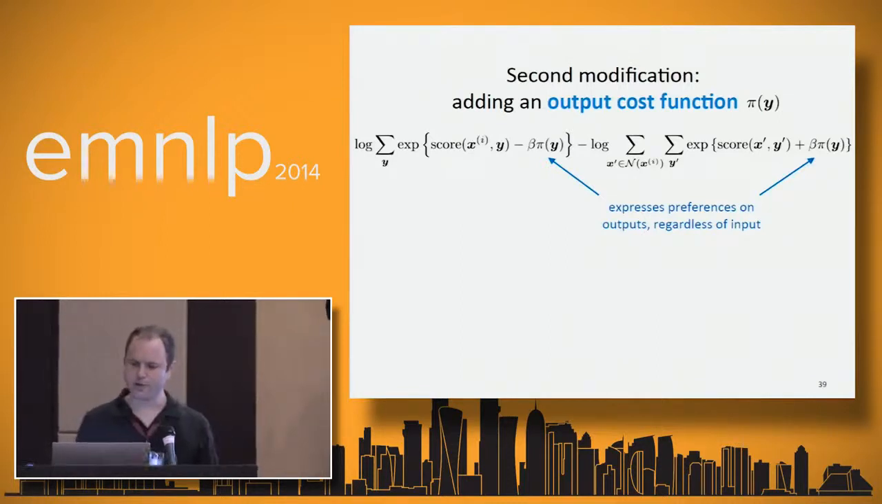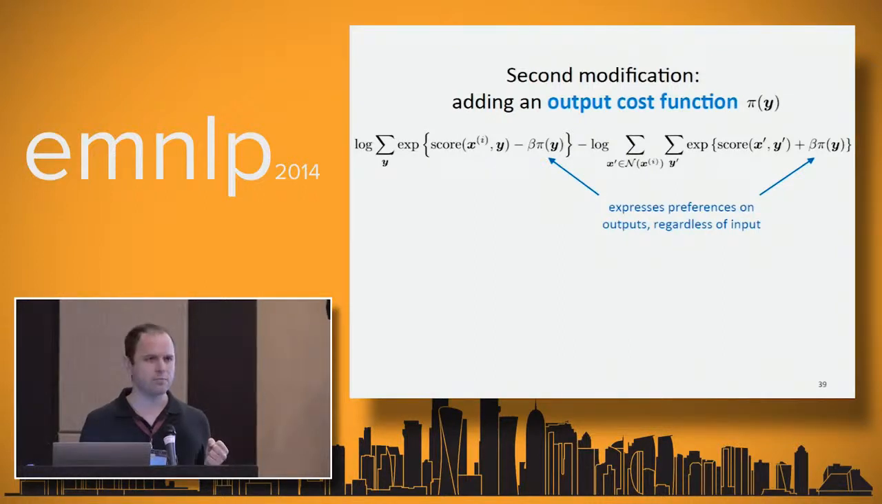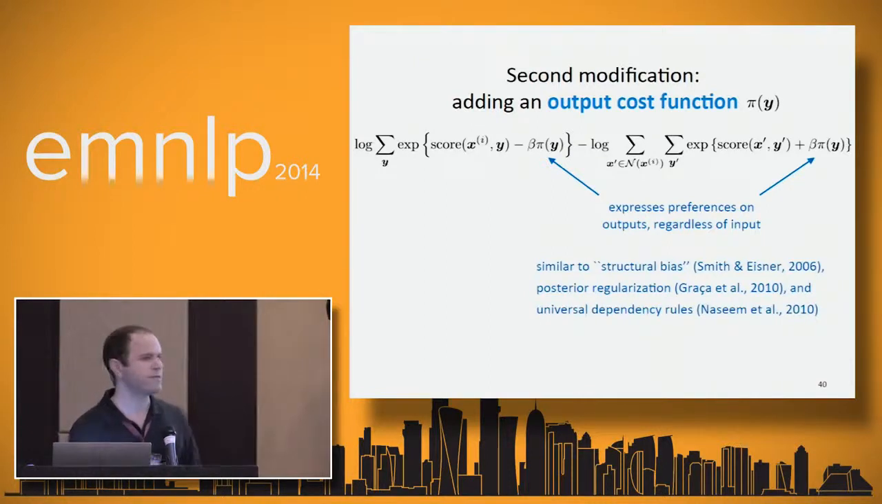So we're going to add an output cost function. I'm calling it pi of y, so you can think of it like a prior on y. We're going to include it in both terms, and it has a weight beta. It only looks at y, not x, so this can express preferences on y and doesn't care about the sentence. And this is similar to lots of successful work in weakly-supervised learning in terms of adding structural bias and so forth. So this can be seen as a way of getting these same ideas, which have been shown to work well, but in a declarative contrastive estimation framework.